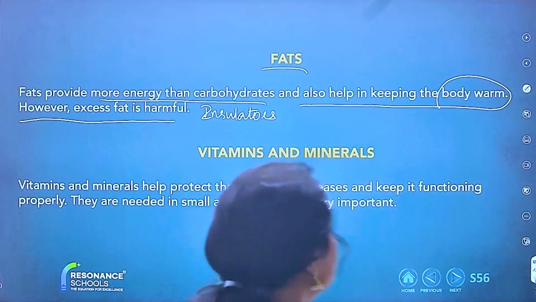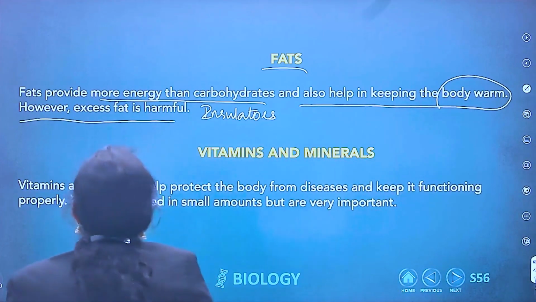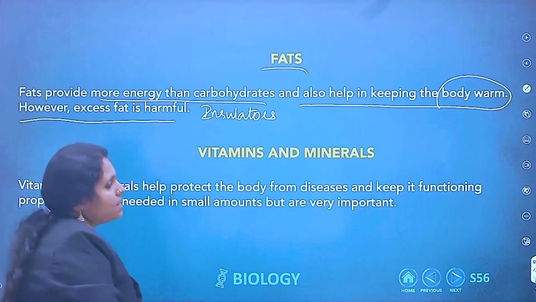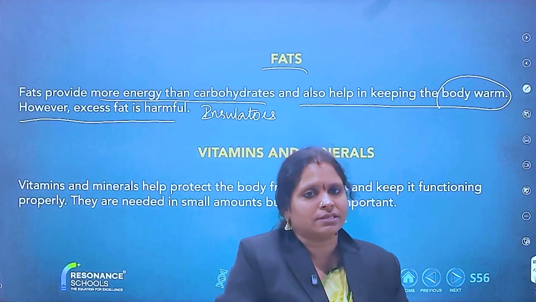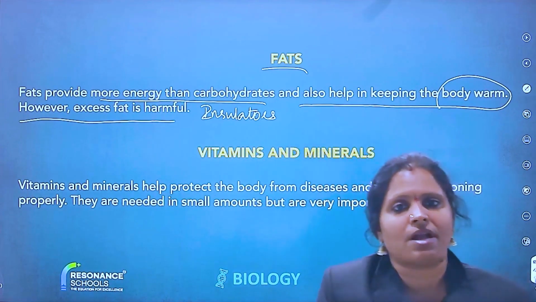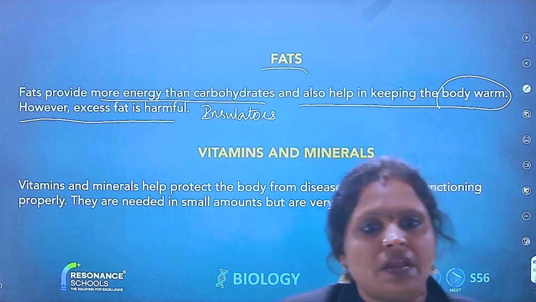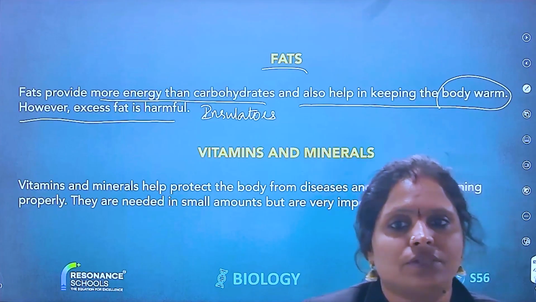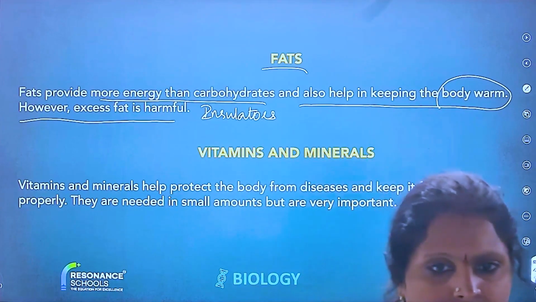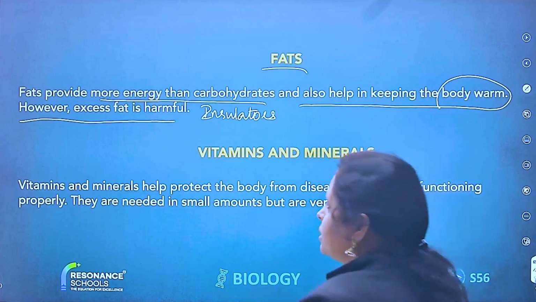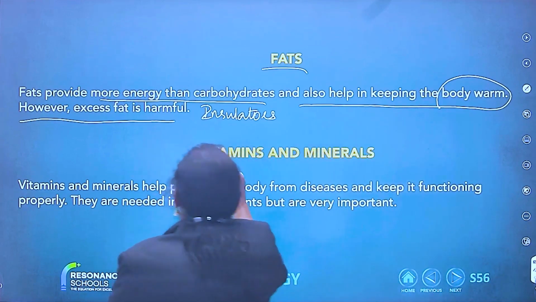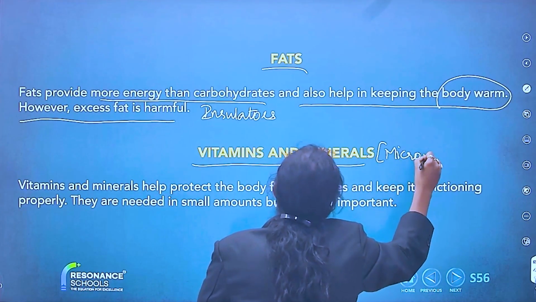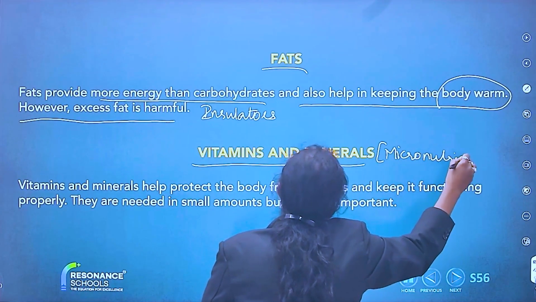Okay, now see. Fats provide more energy than carbohydrates and also help in keeping the body warm. However, excess fat is harmful. Accumulation of excess fat in our body causes many disorders, many problems. That is the reason how much is needed, that much of fat should be present in our body. Next, vitamins and minerals. These are the micronutrients. Till now we have studied macronutrients. Now we are studying the micronutrients.